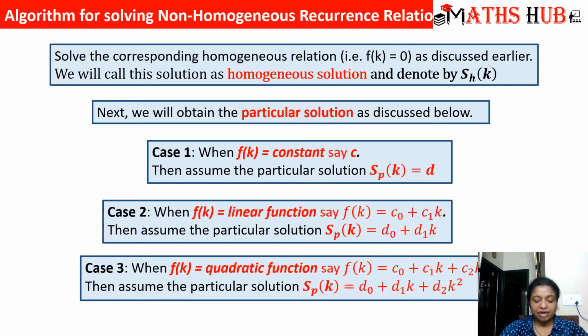Similarly, if we have a quadratic function on the right-hand side, c0 plus c1k plus c2k squared, then we will assume the particular solution to be d0 plus d1k plus d2k squared, right? And likewise, if it is a polynomial of degree m, we will assume the particular solution also to be a polynomial of degree m. The only difference is that all the constants will be replaced with d0, d1, d2 and so on, right?